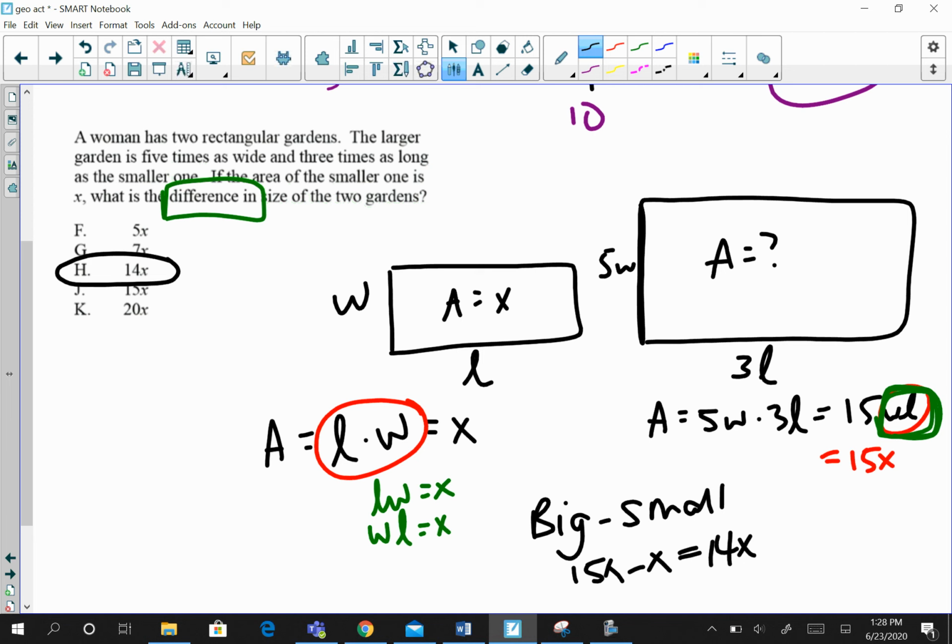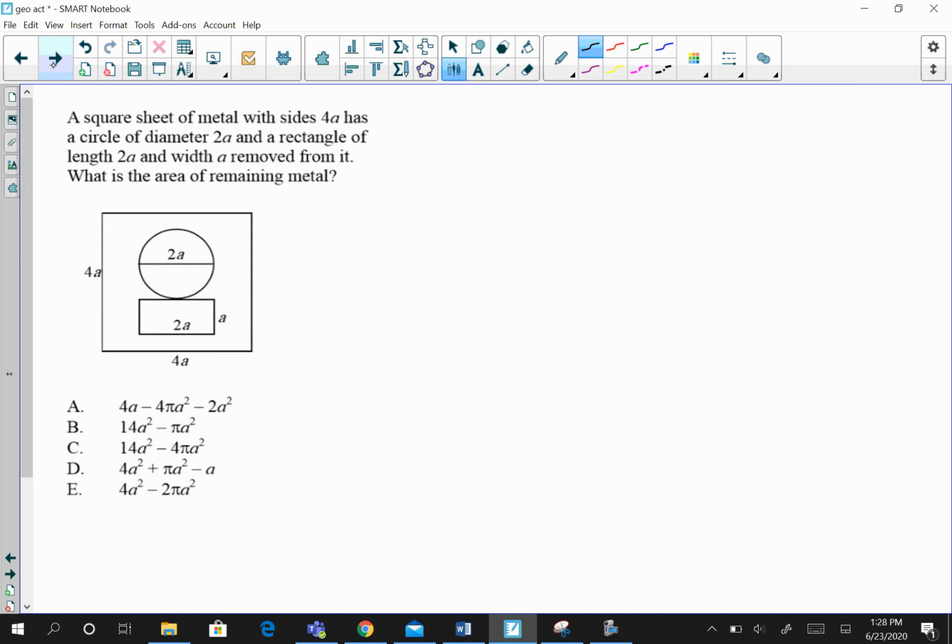Good. So that's some rectangles and squares. Here I've got more shapes. I've got a circle with a rectangle and a square. A square sheet of metal with sides 4A has a circle of diameter 2A and a rectangle of length 2A and width A removed from it. What is the area of the remaining metal?